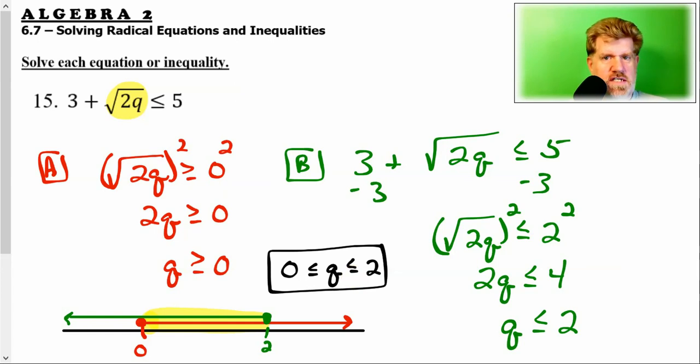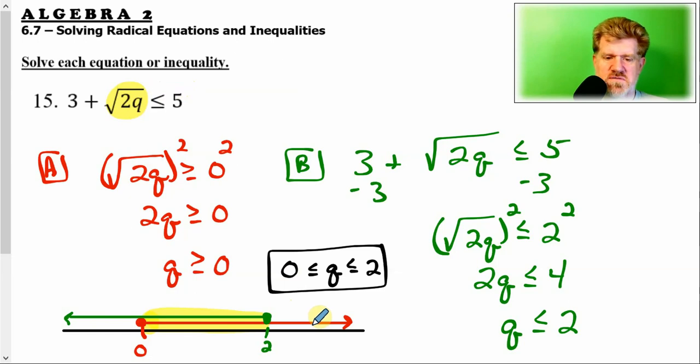It's very easy to check to make sure we're right. Pick any number less than 0. Pick -1. Well, 2 times -1 is -2. I already can't do it. Out of there. A number between 0 and 2. Well, let's pick 1. 2 times 1 is 2. The square root of 2 is about 1.4. 3 plus 1.4 is about 4.4. Is that less than 5? Yes.